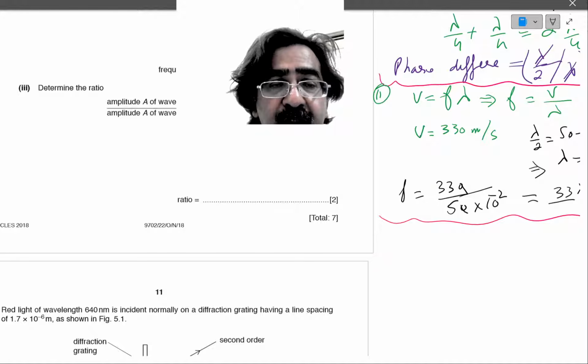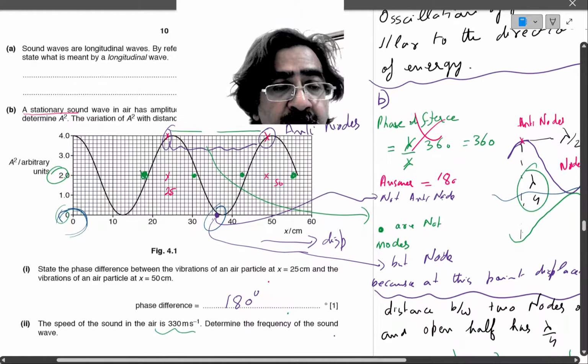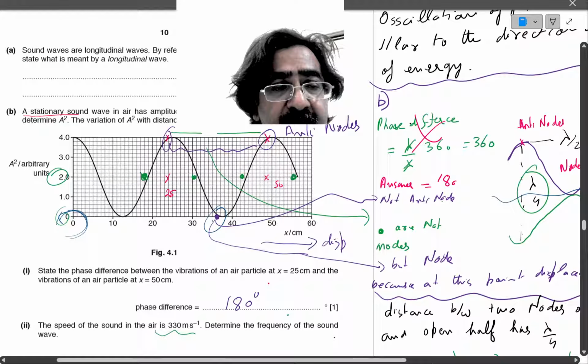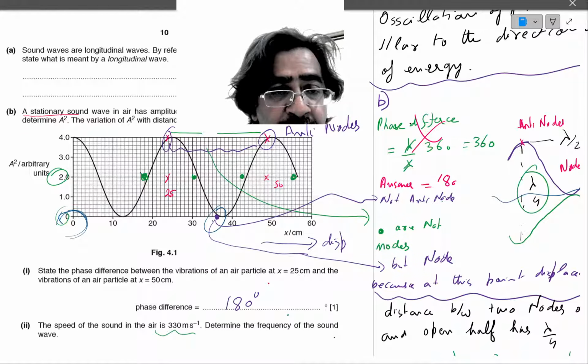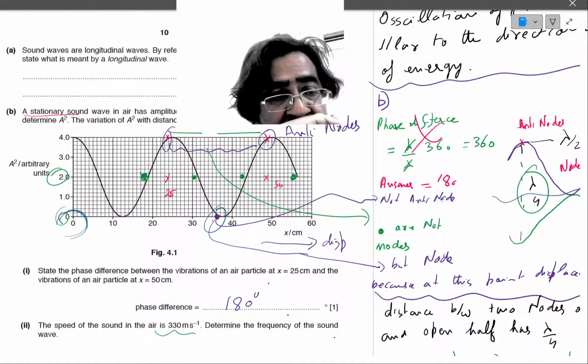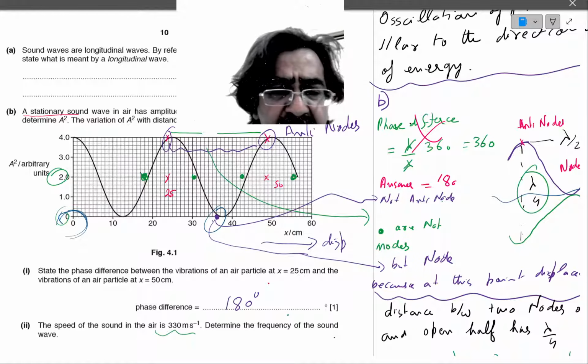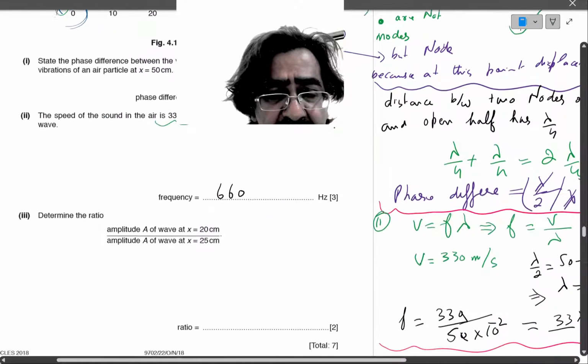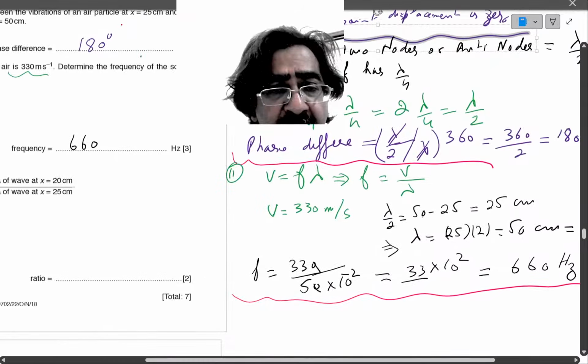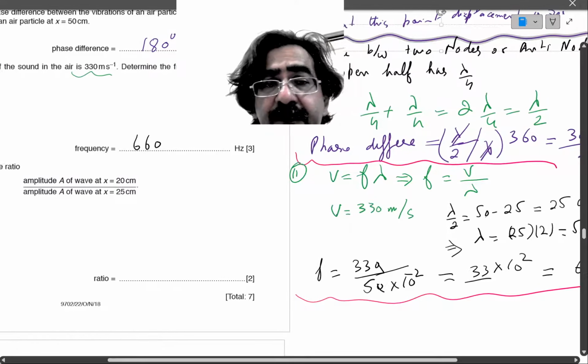Amplitude at 25, it is... amplitude is square. Okay, 25, this is force. Sorry, what is it at 20 and 25? Okay, 20 and 25.